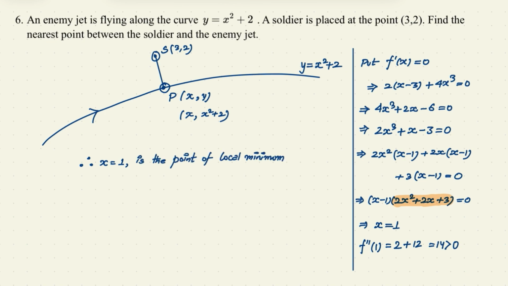Okay, we just need to find the coordinates of point P, whose coordinates are (x, x square plus 2). Now since we got the value of x equals to 1, we will put it here, and on doing so I'll get the point as (1, 1 square plus 2). This will be equal to (1, 3). That means my required answer for this question is (1, 3). That means (1, 3) is that point on the route of the enemy jet which is nearest to the soldier who is placed at point (3, 2).